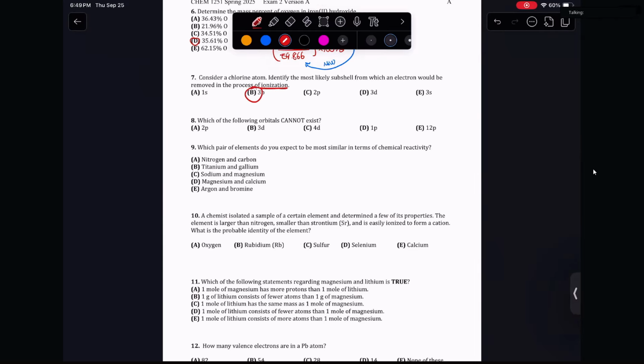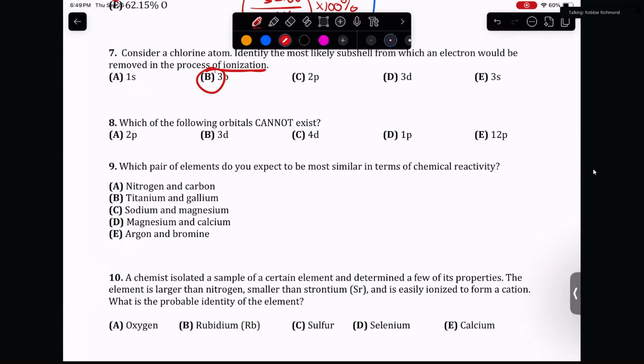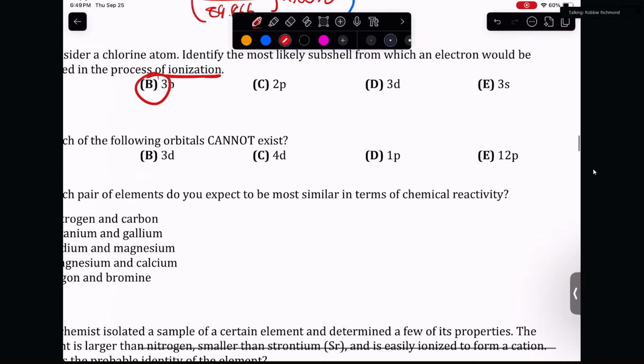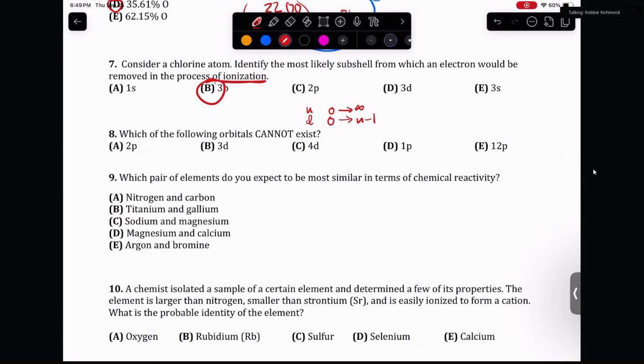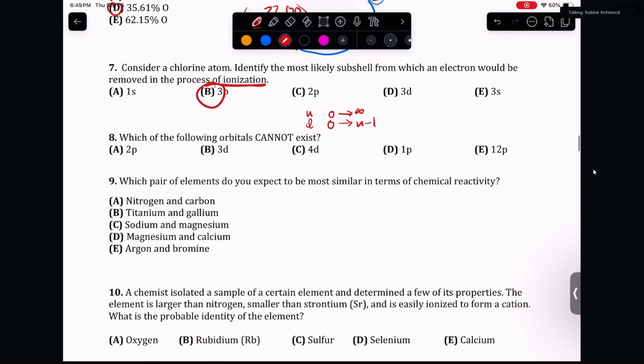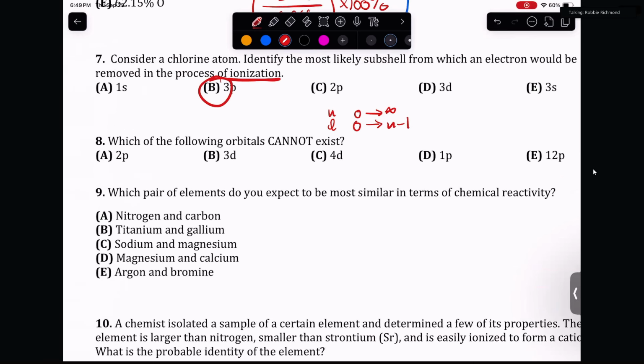Cool. Which of the following orbitals cannot exist? Oh my god, guys, look at that. Exam 1 question. So, how do I solve this? Remember, n can equal 0 to infinity. L can equal from 0 to n minus 1. And I think that's all the information we need to solve this. So let's look at answer choice A. N is 2, and L for p orbital, that equals 1. That follows that n minus 1 rule, so answer choice A can't exist.